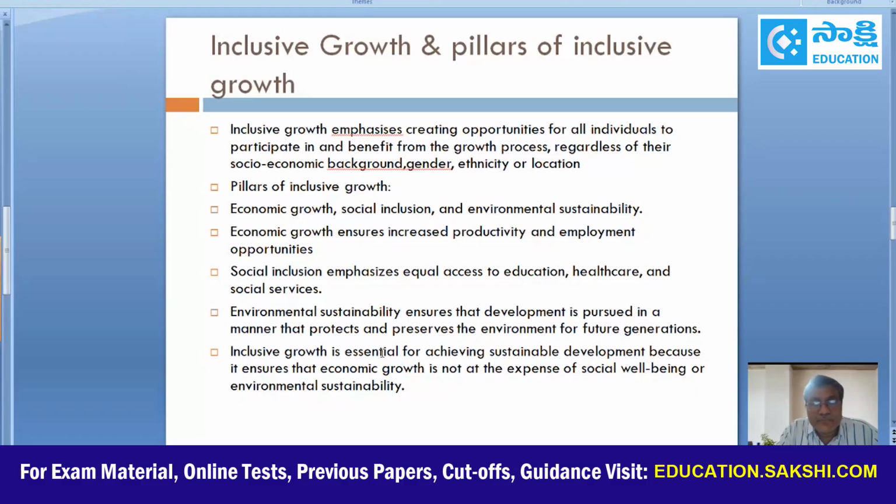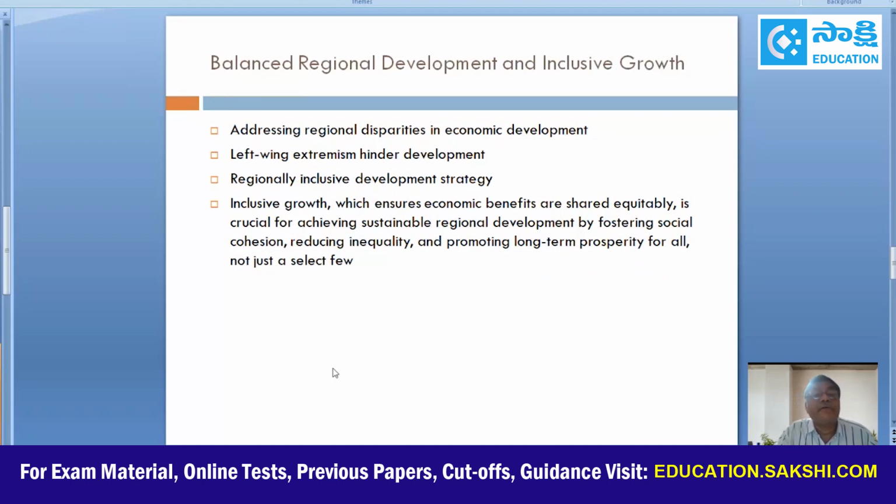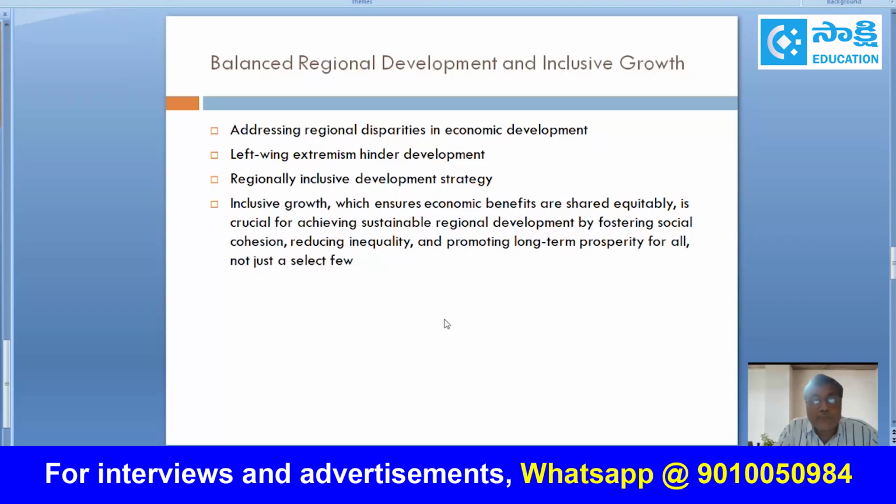So from this we can think about the concept of sustainable development, and inclusive growth is essential for achieving sustainable development because it ensures that economic growth is not at the expense of social well-being or environmental sustainability. As far as the steps taken for balanced regional development and inclusive growth are concerned, balanced regional development is crucial for promoting inclusive growth, and these two concepts would help us to remove regional disparities in economic development. Once the government focuses on addressing the regional imbalances, economic development will be accelerated.